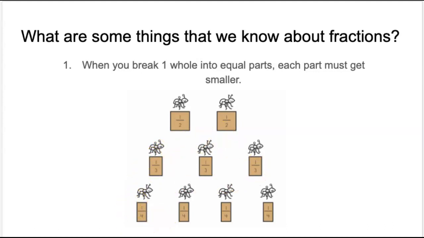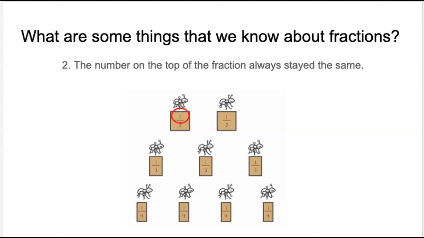A second thing that you noticed about fractions is that the number on the top of the fraction always stayed the same. This number is called the numerator. The numerator is how many parts we are talking about. When we talk about this part, we are talking about one of the two total parts.